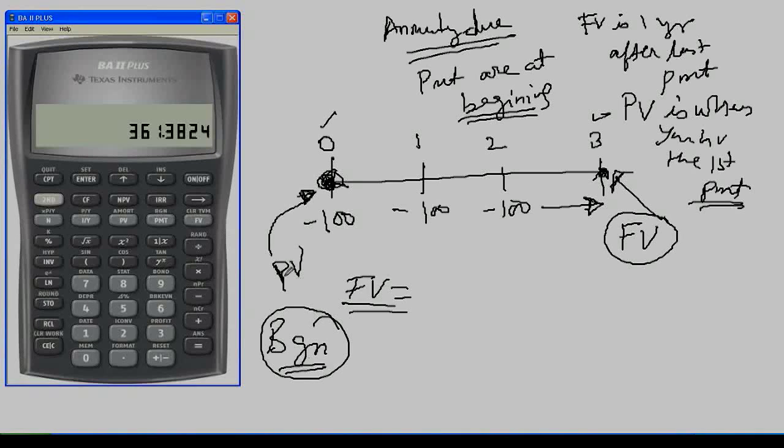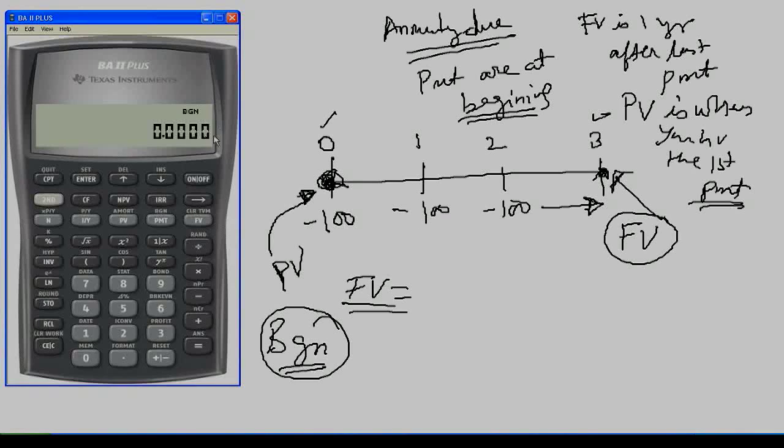So let's try to solve this particular problem in the calculator and see what the future value will be. First we have to change the mode of the calculator. The mode will become second begin. We have to set it, second set. Now it is set as the begin mode. Clear your all. We are changing the mode because here the payment is coming at the beginning.